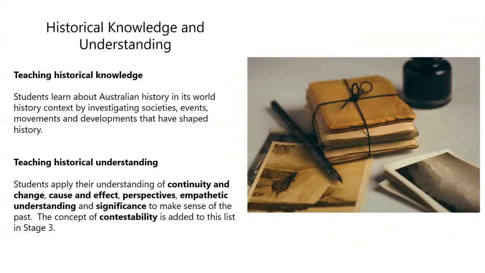So, historical knowledge and understanding. It's very important as a history teacher that you are teaching historical knowledge. So students learn about Australian history and its world history context by investigating societies, events, movements, and developments that have shaped history. And the historical understanding is where they apply their understanding of the different skills. Okay, so, the different concepts there that are bolded.